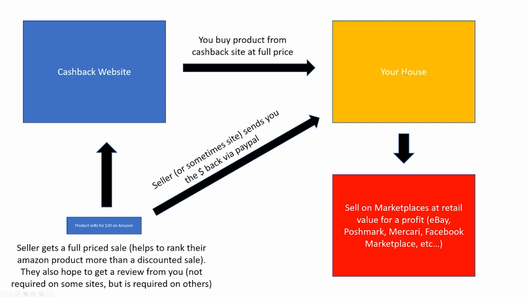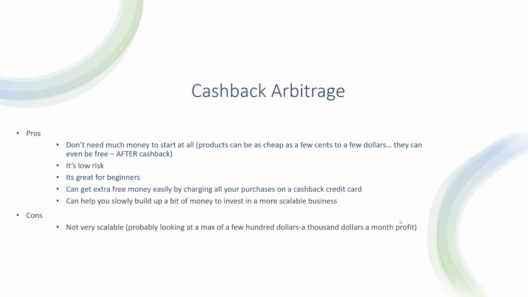So for example, you now have a $20 product that you got for free, and that's just one example of a cashback product. You can do this dozens or hundreds of times if you want to, even more. And then same thing, you're going to sell that product on marketplaces like eBay, Poshmark, Mercari, Facebook, as well as others at full retail value, or even listed a little higher and be patient, right? So you now have a free product which you can then sell for a profit, and that's only an example of one. Now, some of the pros and cons of cashback arbitrage.